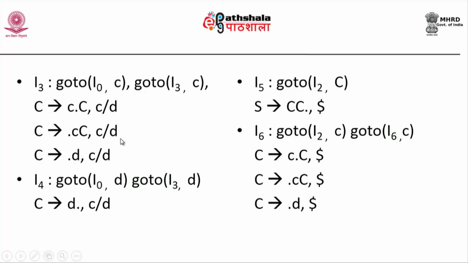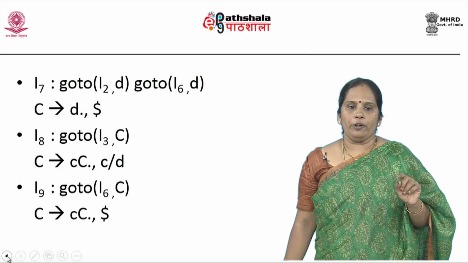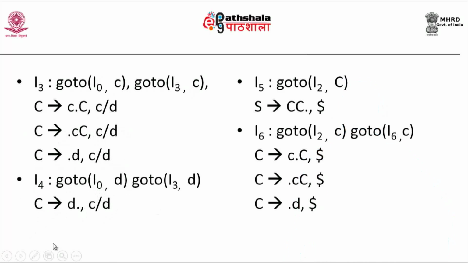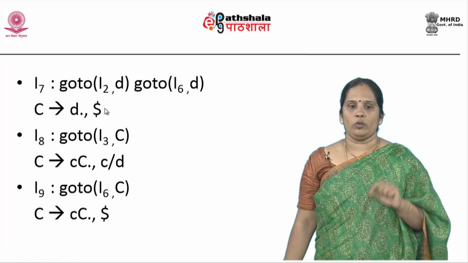I6 is this one. Now, if you look at I3 and I6, they have the same items, the only difference being in the look ahead marker. Here I have c slash d, and here I have dollar, but other than that both cater to the same set of components. The items are the same, and the difference is only in the look ahead. Similarly, if you look at I4 and I7, both are C produces d dot, but here I have the look ahead as c slash d, and here I have the look ahead as dollar. So again, the difference between 4 and 7 is only the dollar.